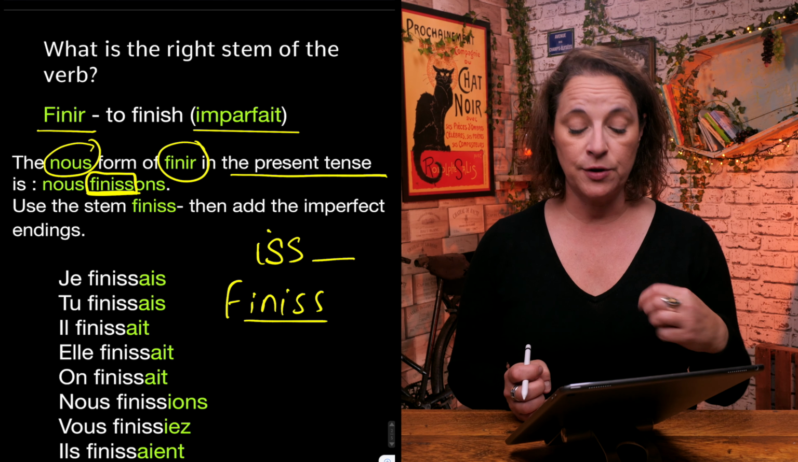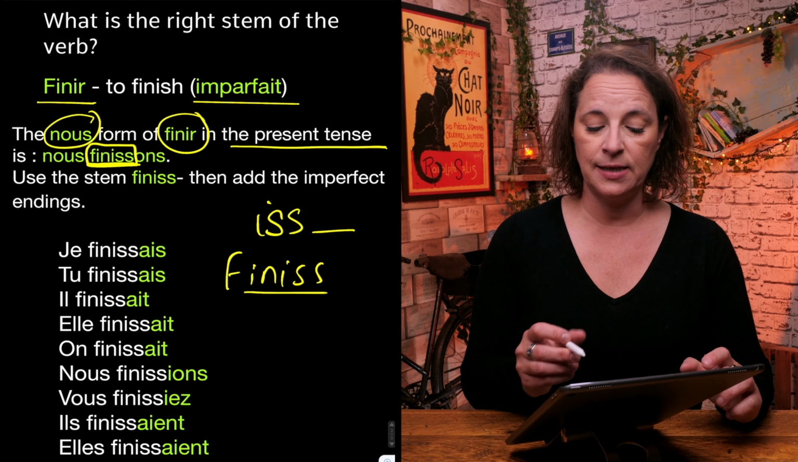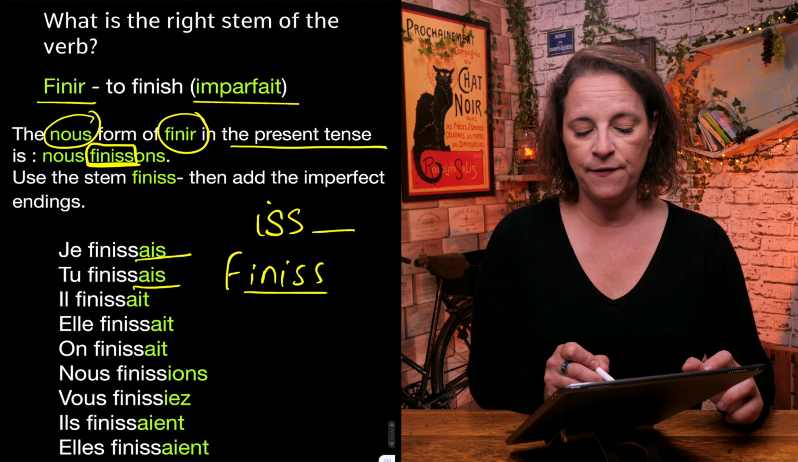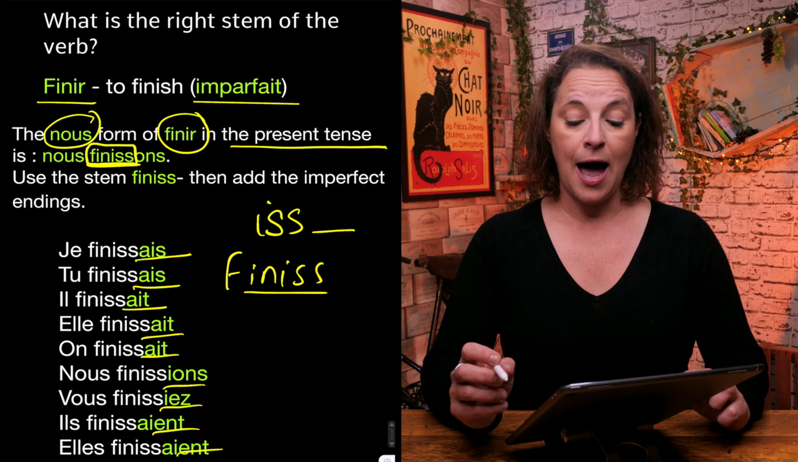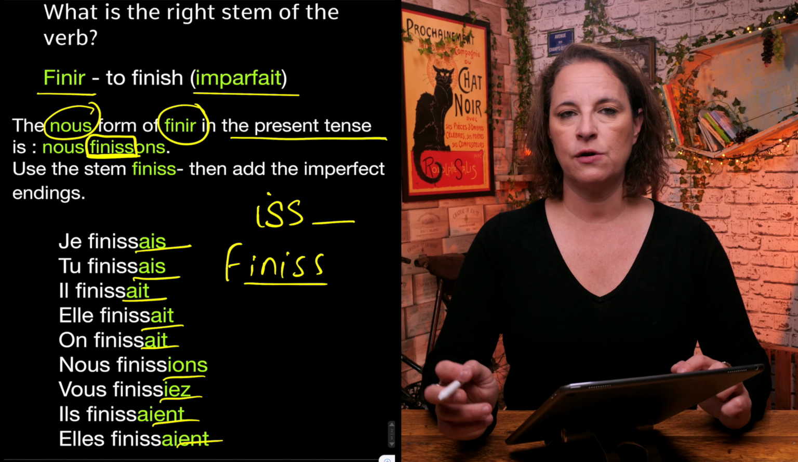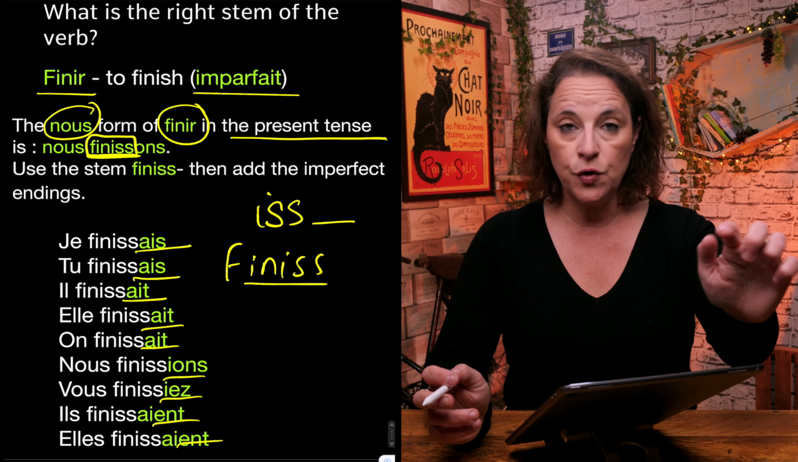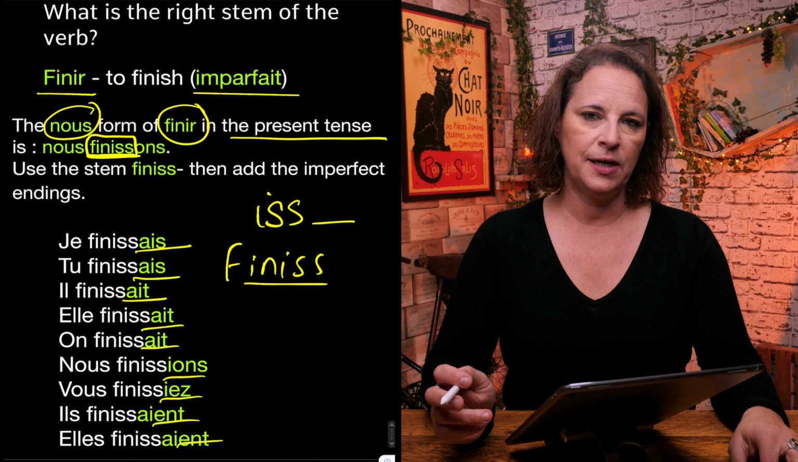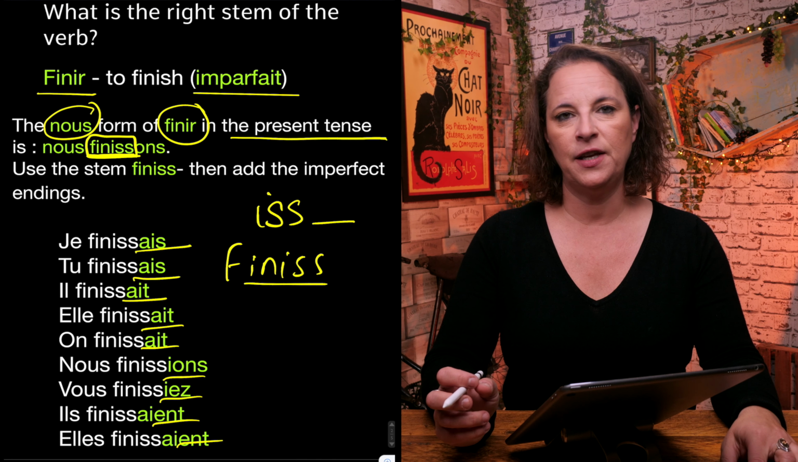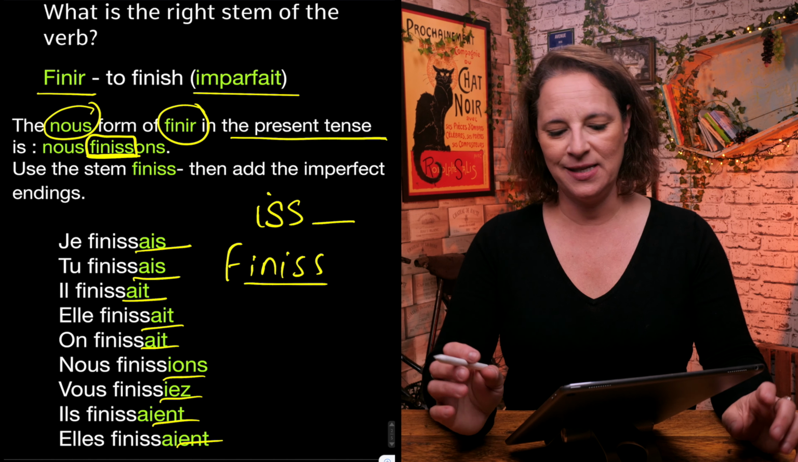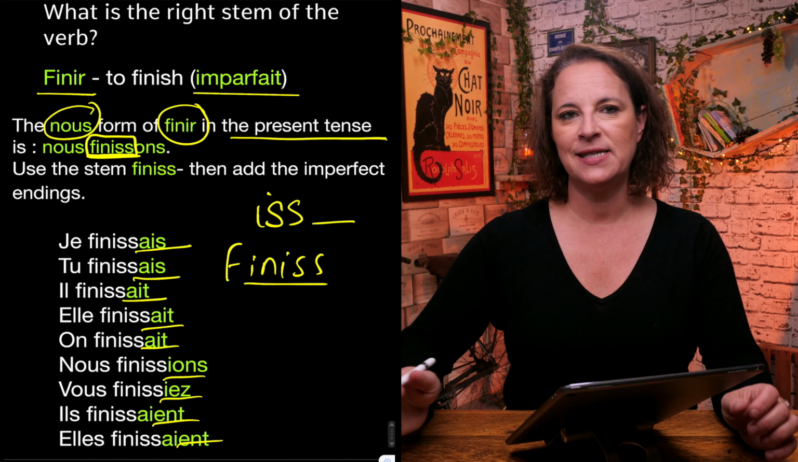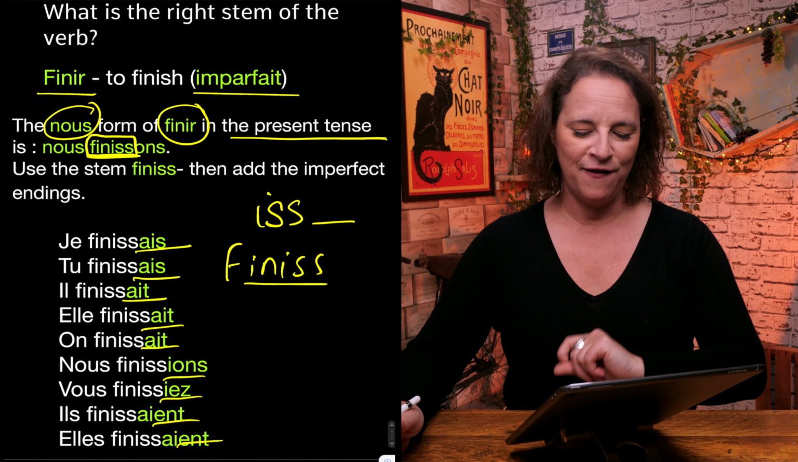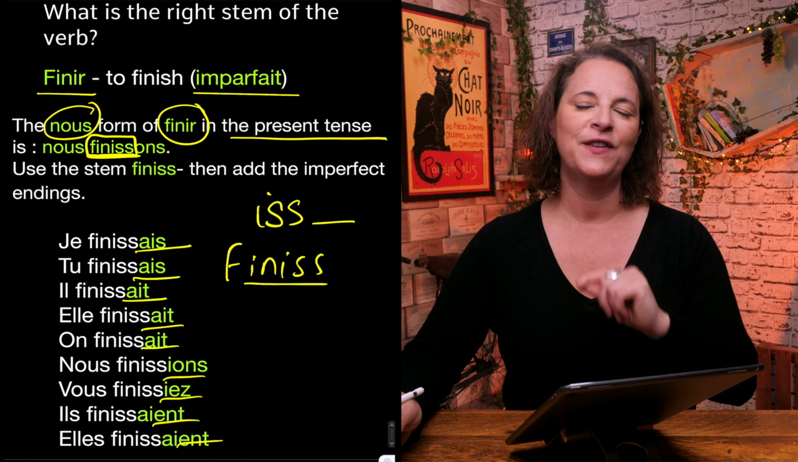And then we want to add our special imperfect ending. For je, it's AIS, for tu, it's AIS, and so on, okay? So, I used to finish, je finissais. You used to finish, tu finissais. Il finissait. Elle finissait. On finissait. Nous finissions. Vous finissiez.